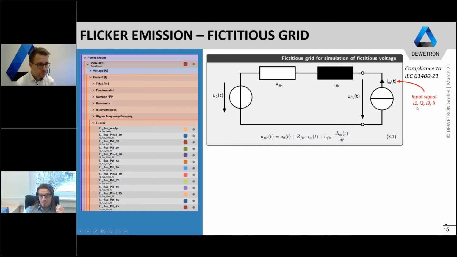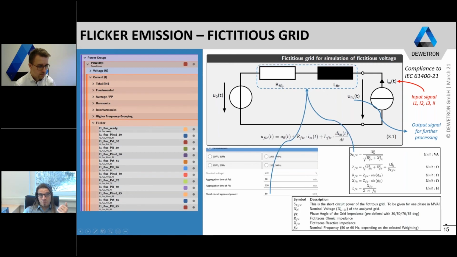The input signal is the IMT signal, which is the current of each single phase. As an output signal, you will get a fixture's voltage. This fixture's voltage includes the information on how the fixture's impedance, the fixture's inductance and this constant voltage source will affect the current.